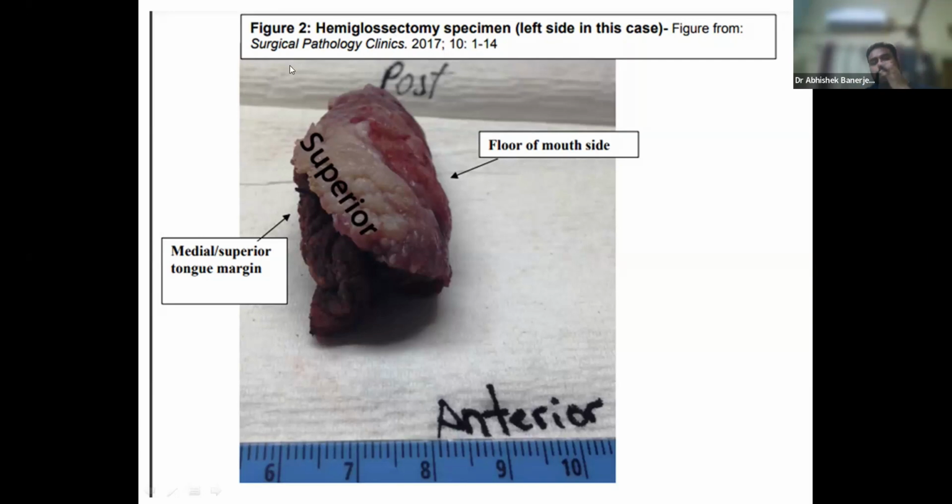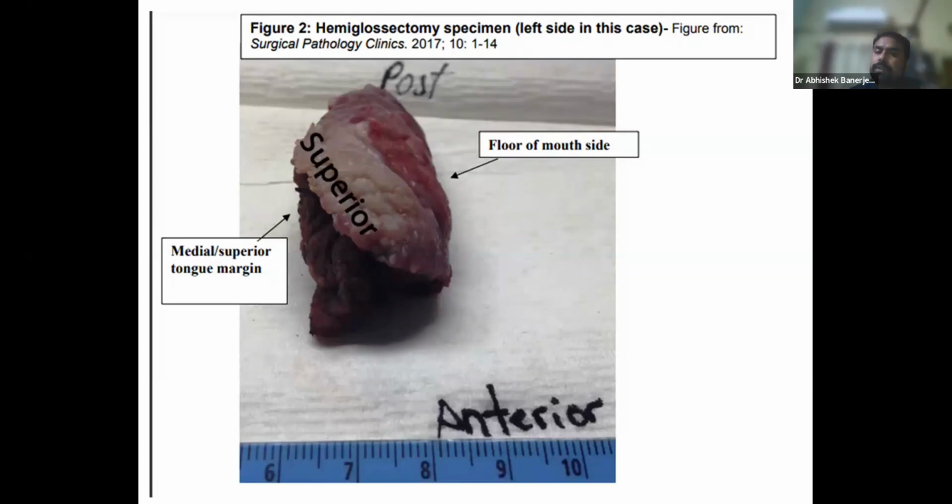And see, this is obtained from the surgical pathology clinics. This is a hemiglossectomy specimen. So all these things are a very important guide. You can make a book and keep it in your clinic. You can read whenever you are free. This can help you in a very good way.